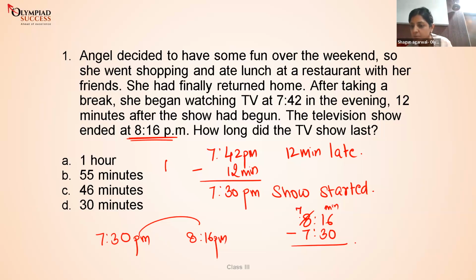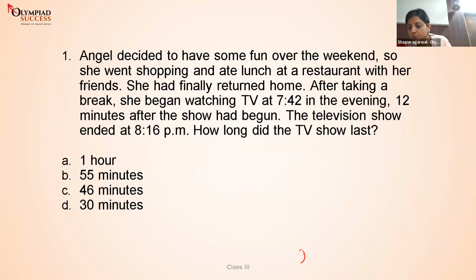So 8 becomes 7, right? Now this 1 hour, when it travels to minutes, we will add 60 minutes to this because 1 hour is 60 minutes. Remember, whenever you're doing addition or subtraction in time, whenever you are borrowing from hours, it will become 60 minutes when it travels to minutes. So now we have 60 plus 16, that's 76 minutes. 76 minutes minus 30 minutes is 46 minutes. And 7 minus 7 is 0. So what we get is 0 hours, 46 minutes.